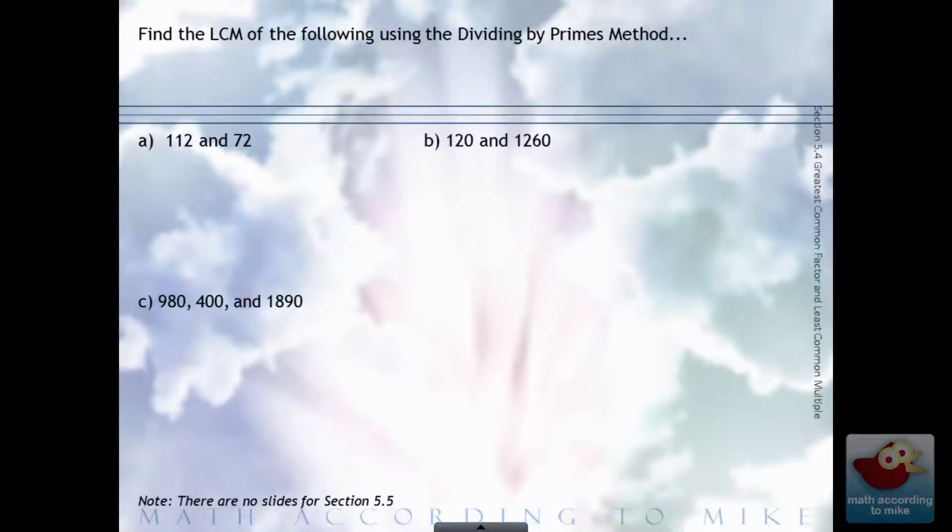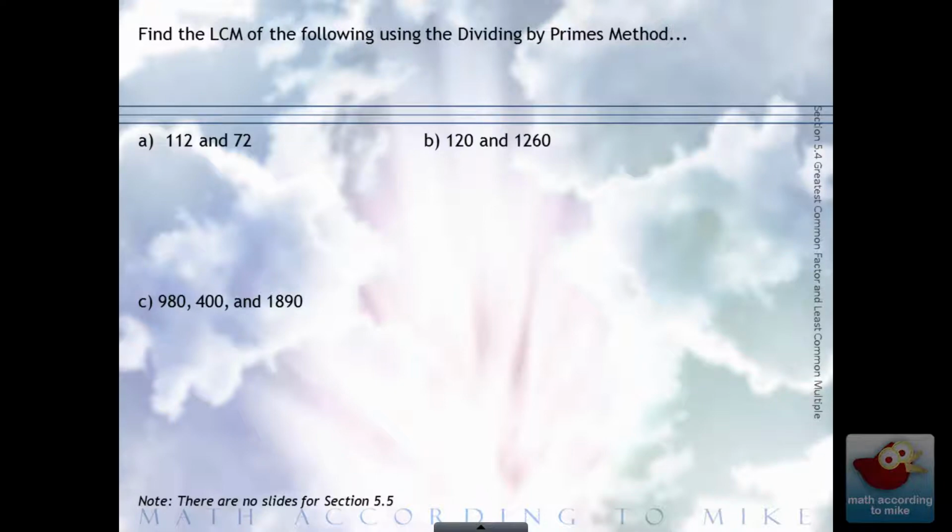And now we're going to find the LCM by using the dividing by primes method. This is a modification of when we found the GCF. This is also another method that can find both the LCM and the GCF, and I'll tell you how to do both in one problem.